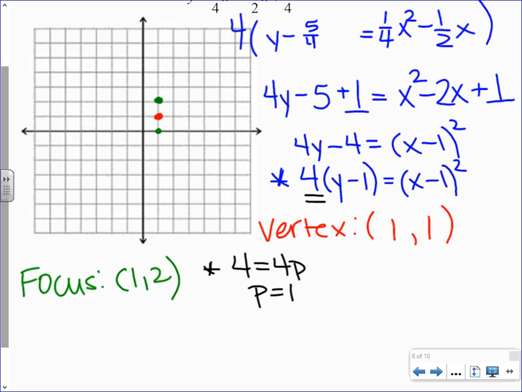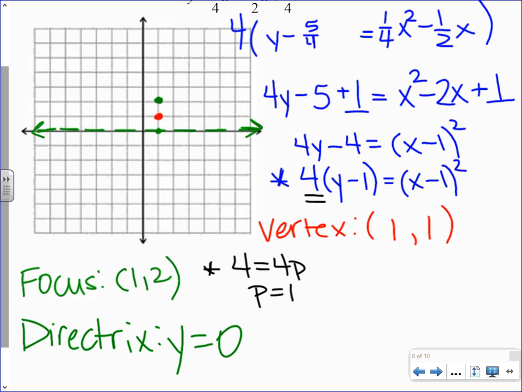And what kind of line will we graph? Vertical or horizontal? You want a horizontal directrix. Now that I've drawn it, we will label our directrix as y equals 0.